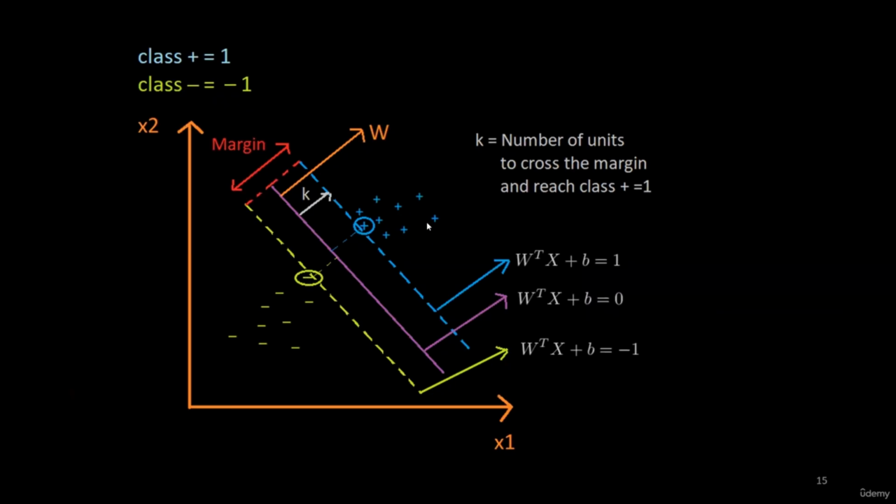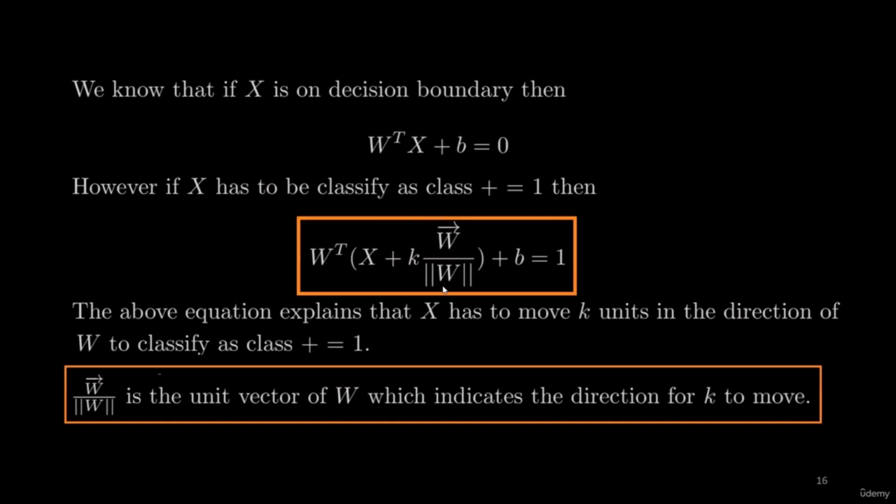Since they want to be classified as a positive class, they have to travel k units in the direction of w. That's why we add this term. When we add this term in this equation, it becomes 1 from 0. Here, the point is on the boundary. Now, when I add this term to the feature of this point, it is no more at the decision boundary. It has reached the data samples which belong to class 1.